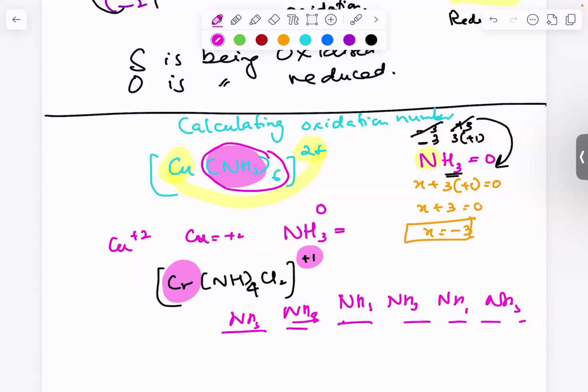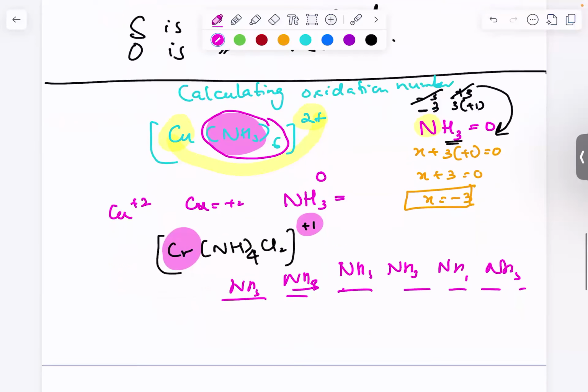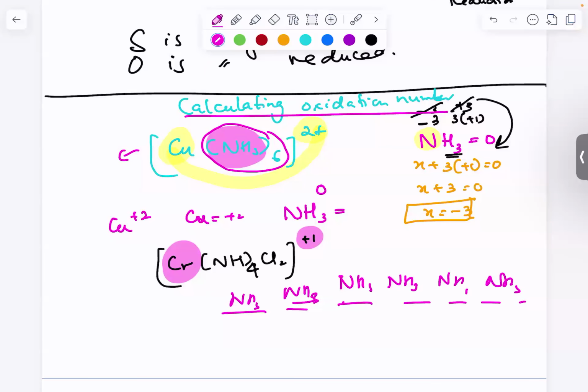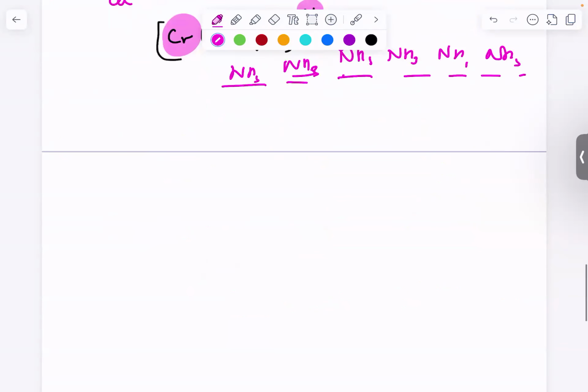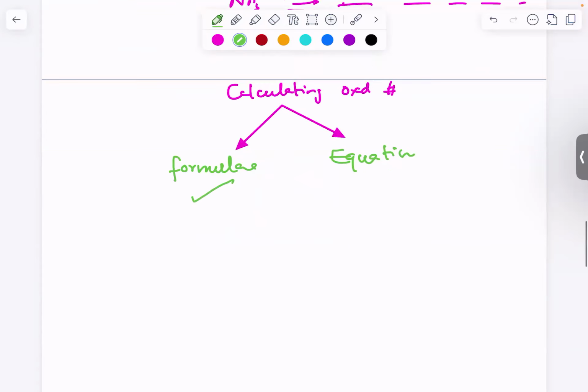All right. So now the next one is: use oxidation state to deduce which species oxidize and which species reduce. We calculated the oxidation number for the formulae, right? Now we can do it for equations. Are you getting my point? Calculating oxidation number, number one for formulae, number two for equations. So this is formulae and this is equation. We did it for formulae, now we are going to do the equation.